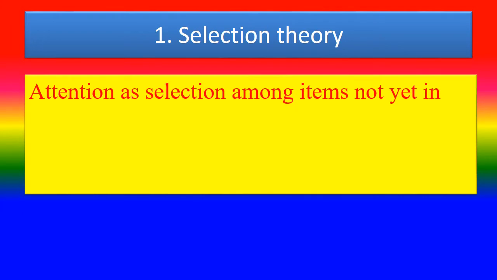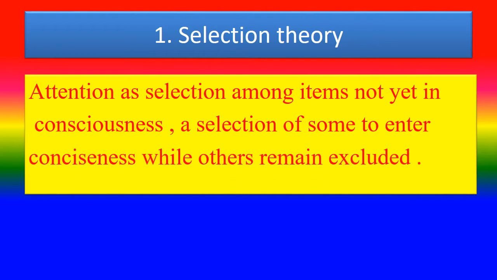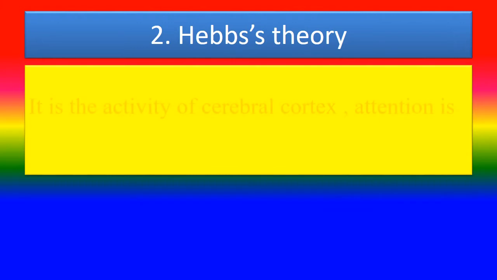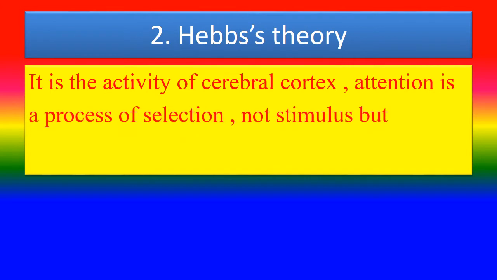Attention as selection among items not yet in consciousness. A selection of some to enter consciousness while others remain excluded. Second, Hebb's theory. It is the activity of the cerebral cortex. Attention is a process of selection, not of stimulus but of response, according to this theory.